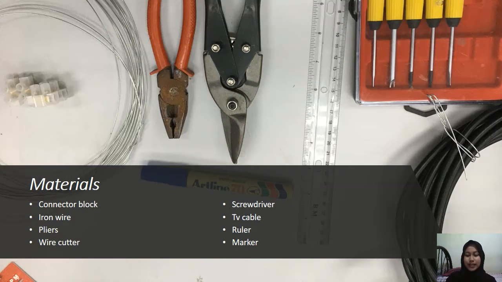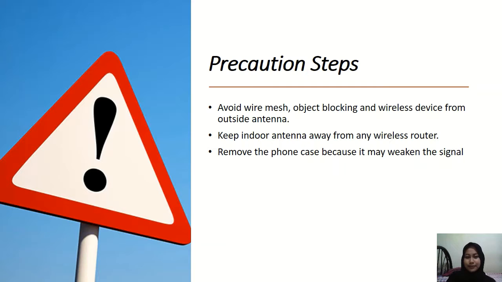So next, moving on to the next slide. As we know, every project and experiment has its own precaution steps, and these are a few precaution steps that we have to take note of and highlight during the project. The first step is to avoid wire mesh, object blocking, and wireless devices from the outside antenna. The second step is to keep the indoor antenna away from any wireless router. And the last step is to remove the phone case because it may weaken the signal in the house.